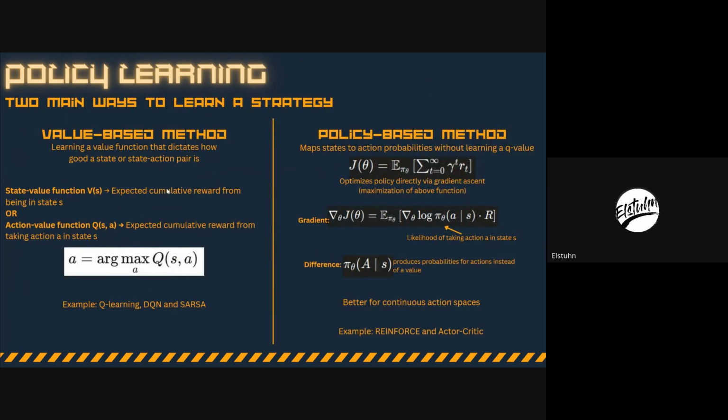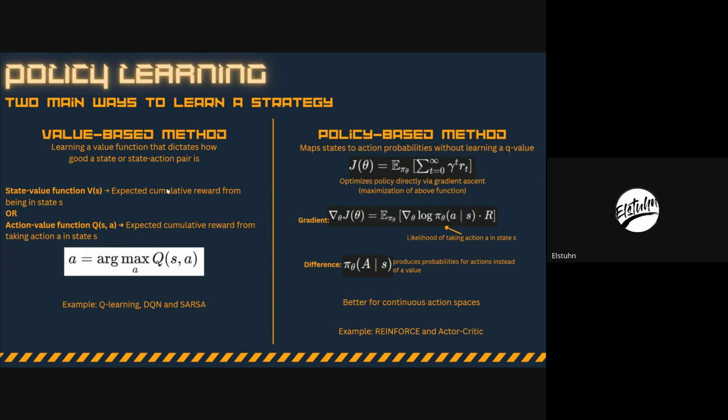But how do you learn a strategy? There's two main ways. There's first a value-based method. So ignore the right side first. The value-based method is essentially what we talked about with DQNs. It learns a value function which gives every state action pair a certain value, how good it is, how bad it is. And the state value function will tell you the expected cumulative reward from being in state S. So what is the reward of you being in state S and then continuing using your strategy that you have learned to take different actions from there on?